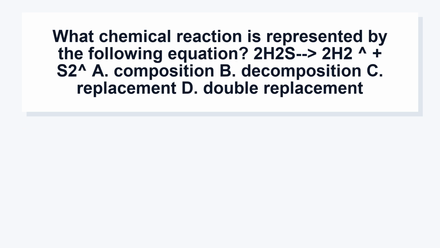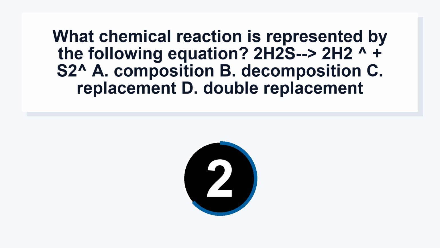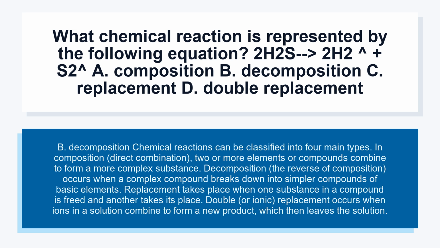What chemical reaction is represented by the following equation? 2H2S → 2H2 + S2. A. Composition. B. Decomposition. C. Replacement. D. Double replacement. B. Decomposition. Chemical reactions can be classified into 4 main types. In composition, direct combination, 2 or more elements or compounds combine to form a more complex substance. Decomposition, the reverse of composition, occurs when a complex compound breaks down into simpler compounds of basic elements. Replacement takes place when one substance in a compound is freed and another takes its place. Double, or ionic, replacement occurs when ions in a solution combine to form a new product, which then leaves the solution.